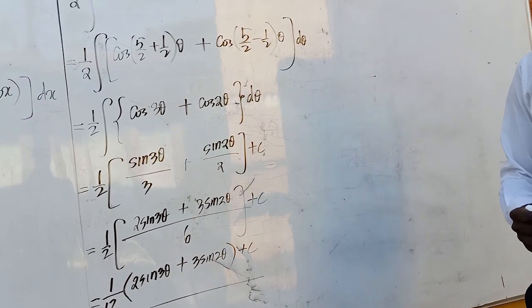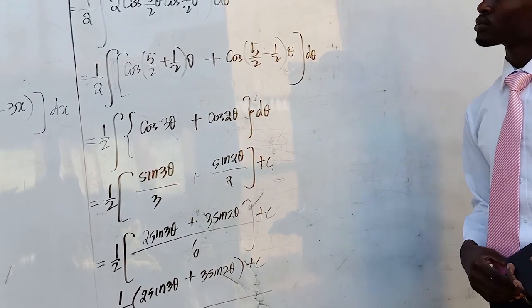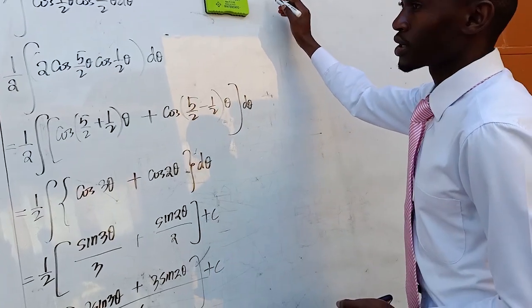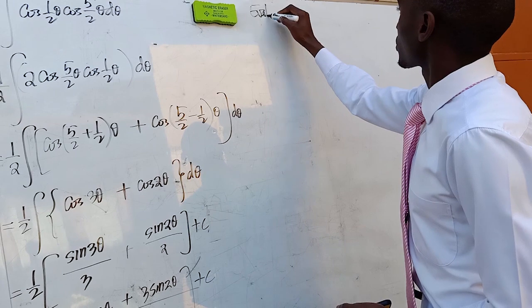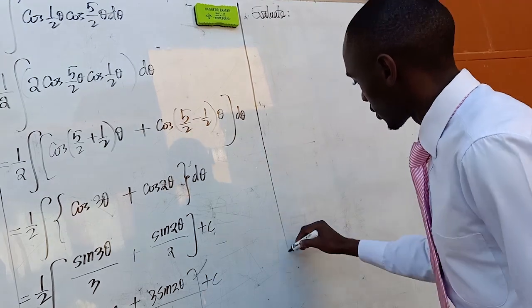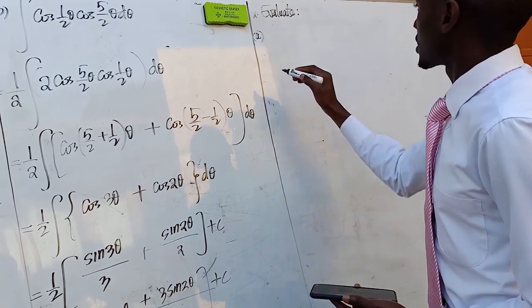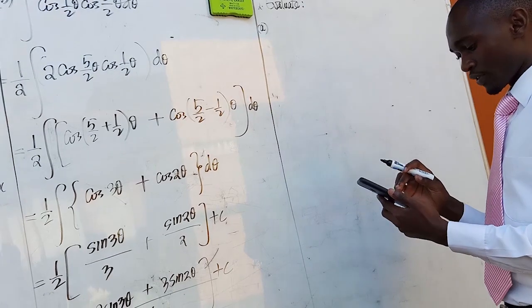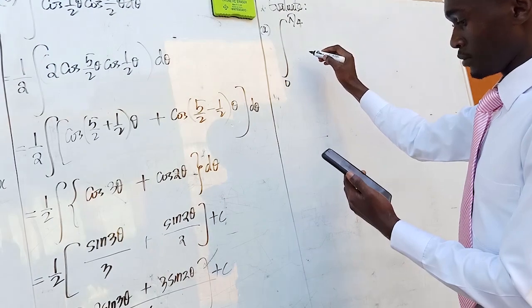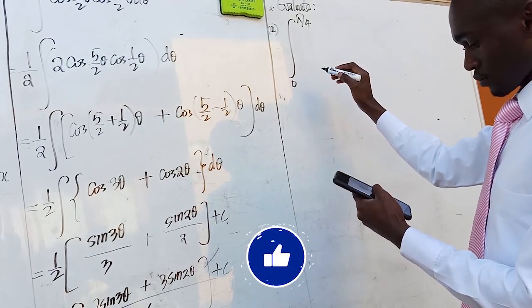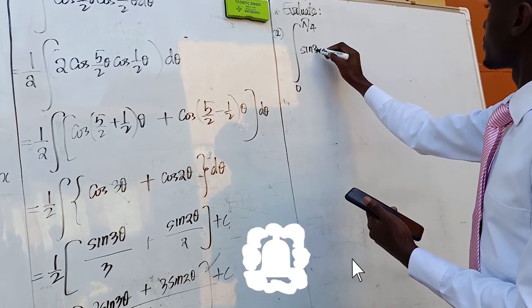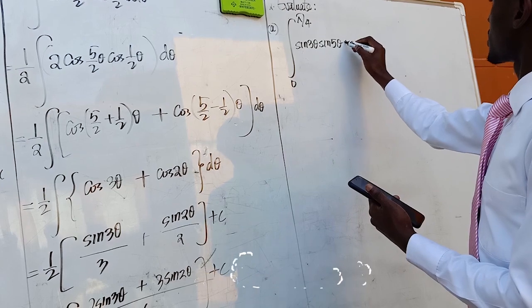Now, dear candidates or learners out there, I want to give you a case when we are told to evaluate. Let's call it an evaluation question, question number 2. Evaluate part A. Evaluate limits from 0 to pi by 4 of sine 3 theta, sine 5 theta, d theta.